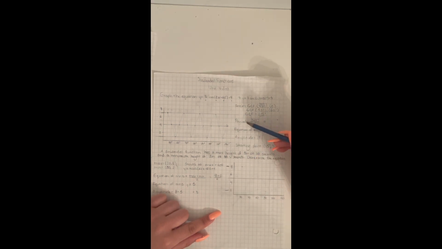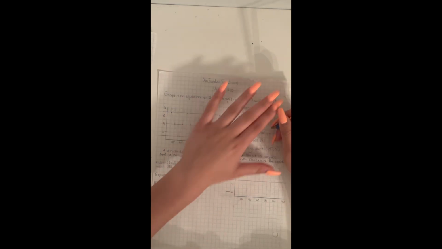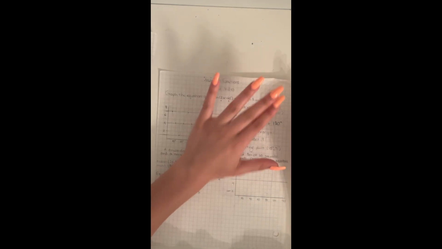Next, we have the period. The period is how long it takes for the function to finish one whole cycle. So the period is going to be 360 degrees divided by the absolute value of k, and that is going to give us 180 degrees.